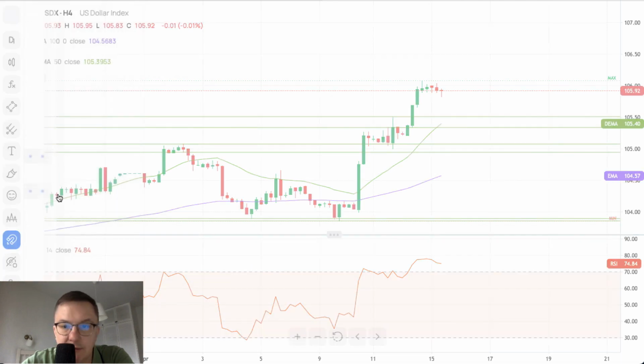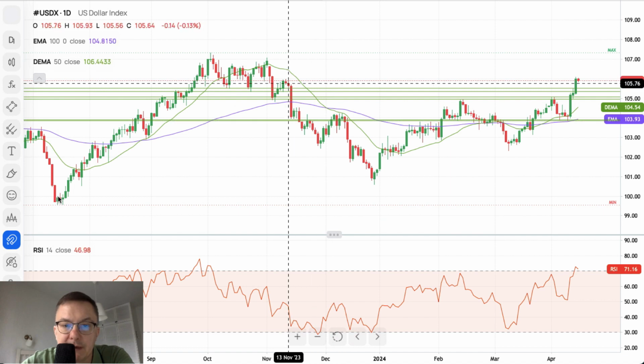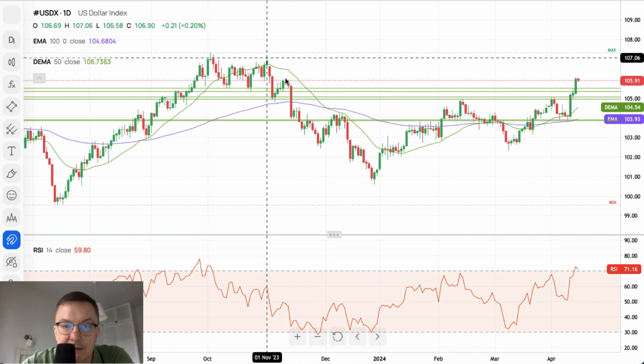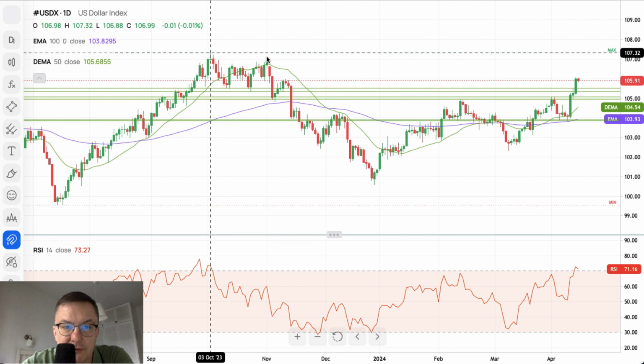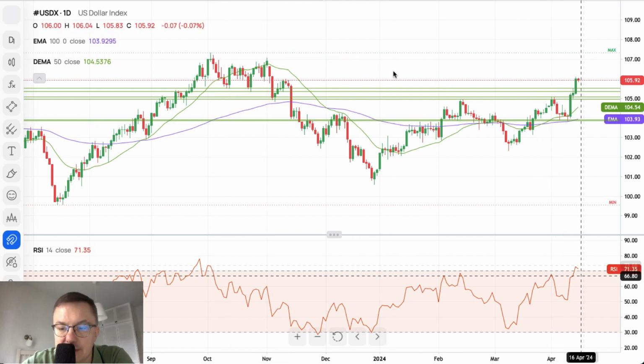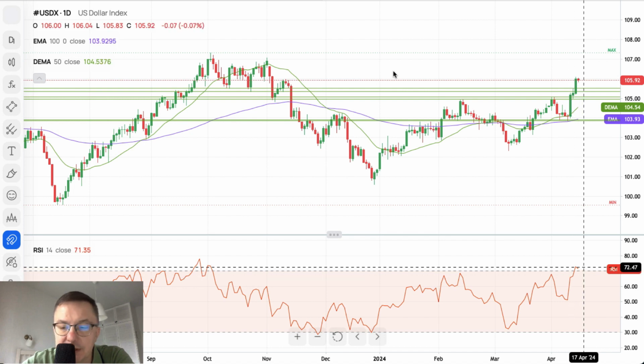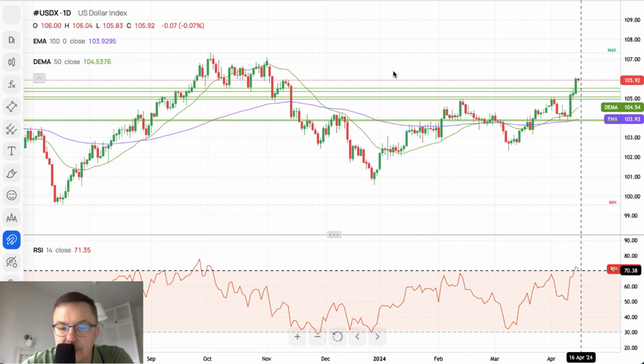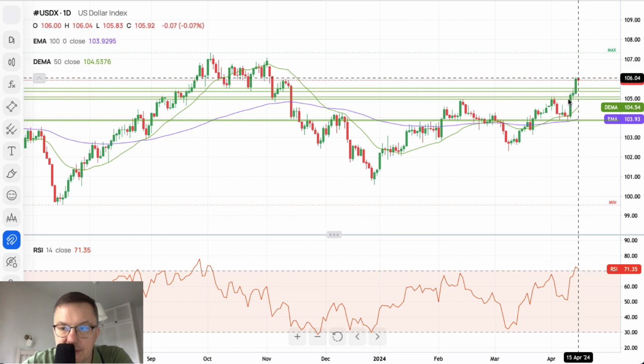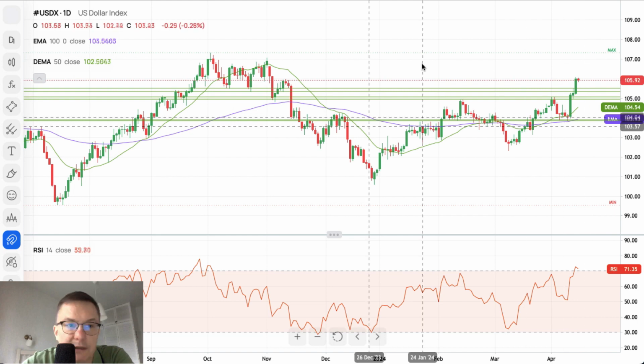Let me switch to daily to see where the next target for this market is. The next targets are apparently almost at the highs, the 107.6 high from November 2023 and the 107.32 high of October 3rd, 2023. However, please notice that we are trading on the daily time frame chart as well inside the extremely overbought conditions, so maybe there is some time for a pullback or horizontal trend.